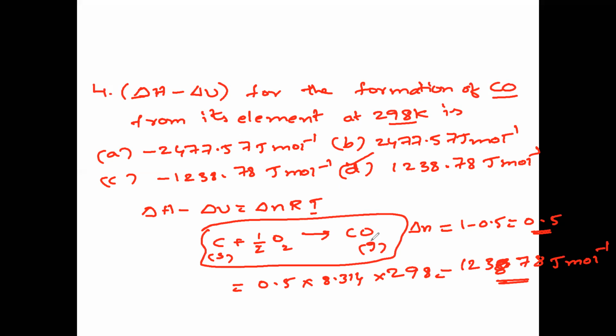So carbon does half O to give rise to CO. Half means 0.5. So 1 minus 0.5, because carbon is solid, should not be considered. So 1 minus 0.5 is equal to 0.5. Hence it is 0.5 into 8.314 into 298. So please note it down in your classwork. This question is very, very important. I hope it is clear.